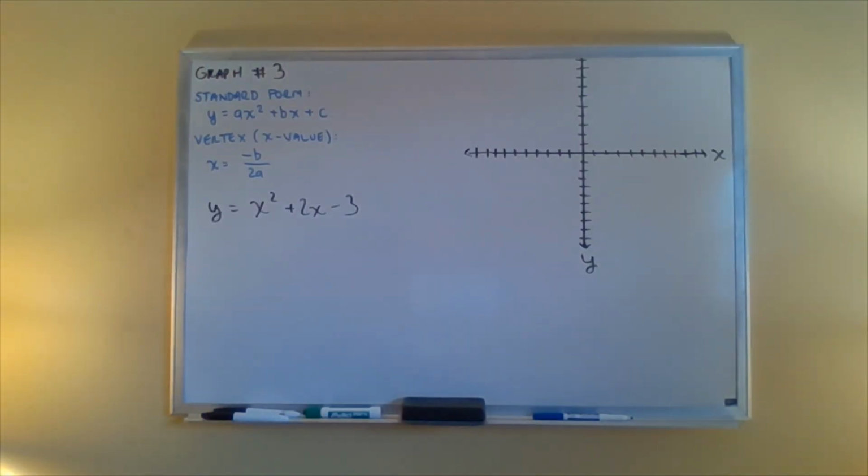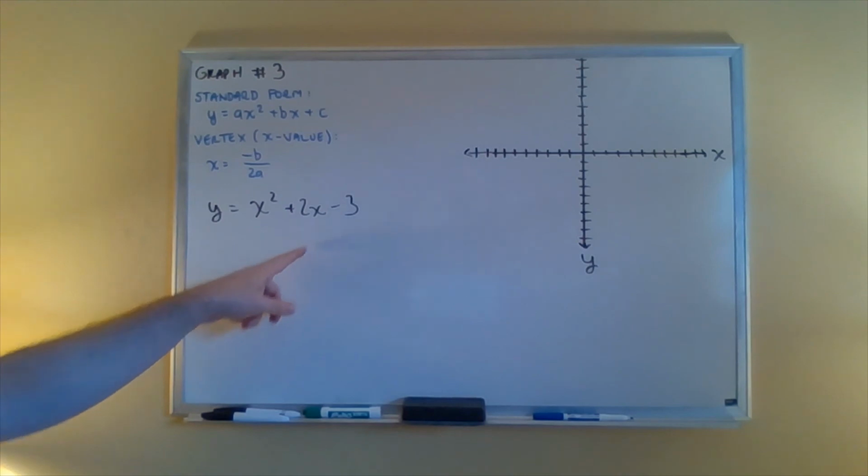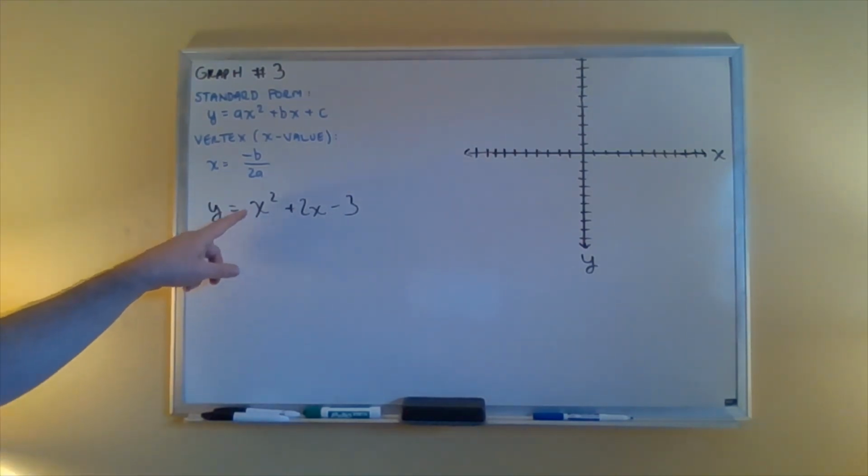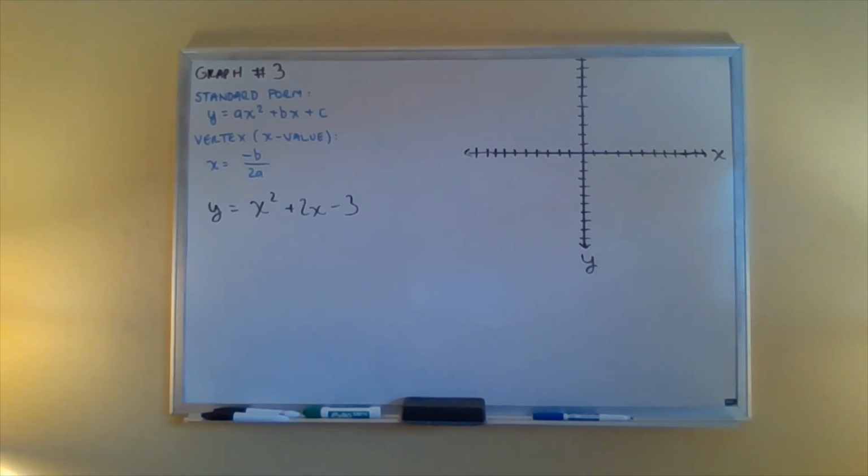Number 3, we are asked to graph the quadratic equation y equals x squared plus 2x minus 3. We are in standard form, x squared, x, and then our constant. And I'm also noticing that our lead term is positive, meaning our parabola is going to open up.